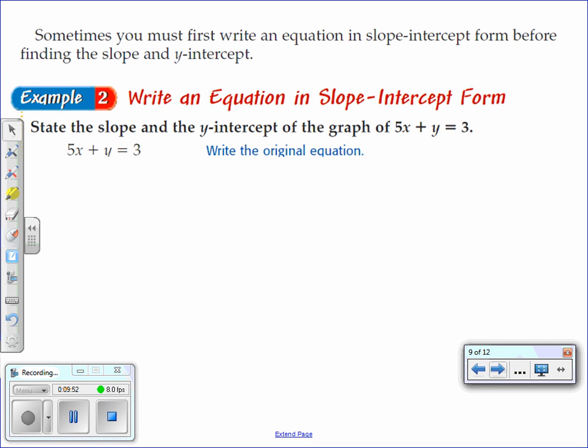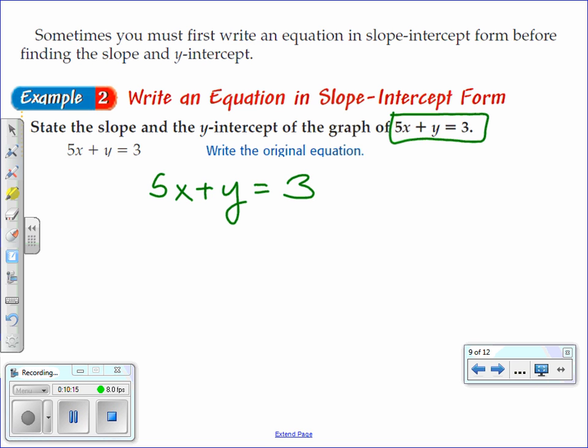Sometimes you might have to rewrite your equation because it's not in slope-intercept form. Like for instance, here we have the equation 5x plus y equals 3. And they want us to write the equation in slope-intercept form. So we have to change it to slope-intercept form. That's our goal here. All right, so I rewrite the equation. I want to get the y all by itself, and I want to move this guy to the other side of the equation, right?